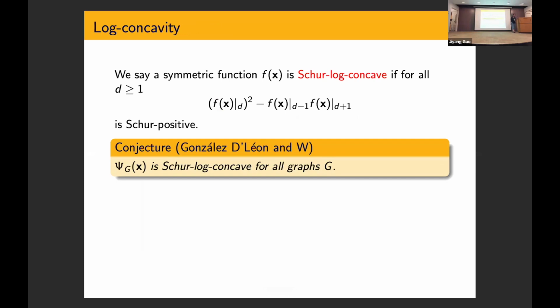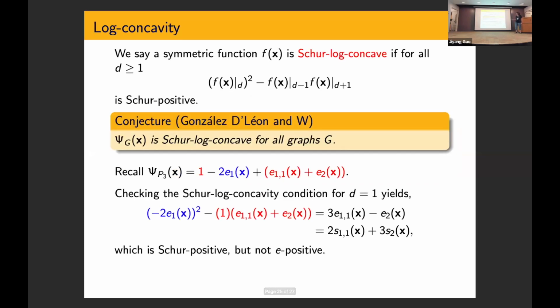What about log concavity? We don't have to worry about that alternating property because now everything is positive, so we can ask about log concavity. We'll say it's Schur log concave. This is Schur positive: take the degree d squared, minus the degrees d minus 1 and d plus 1. This might be a far-fetched conjecture. We haven't really worked on it or tested it, but it seems nice. It would be nice to work on, and let's make sure we see what that means.